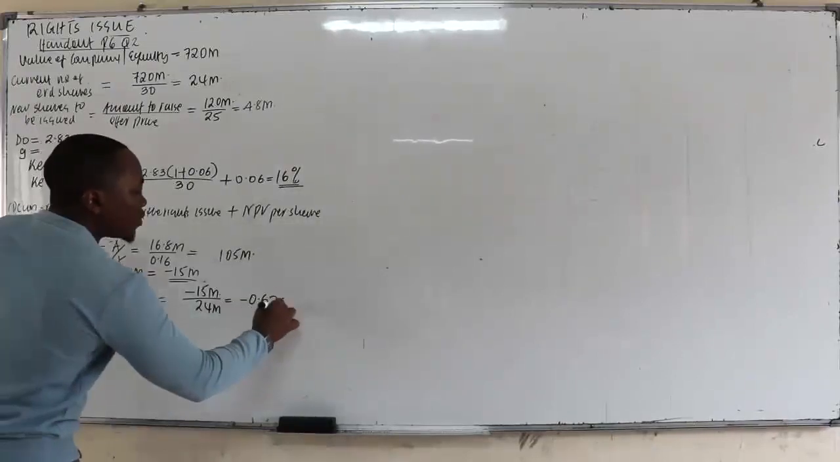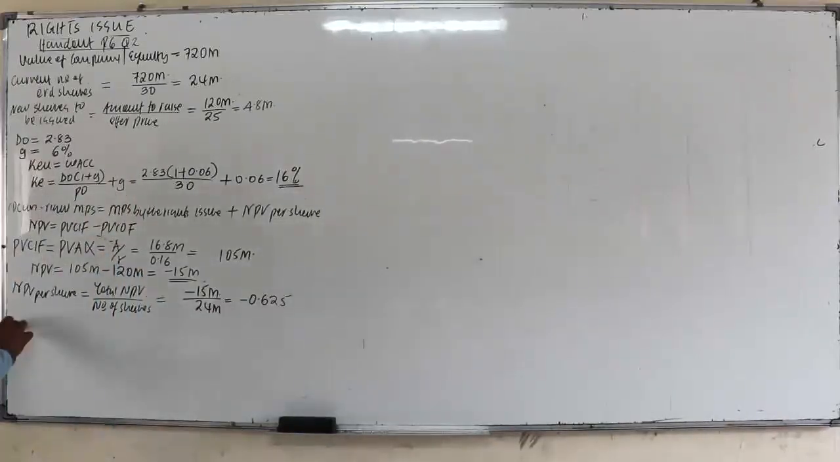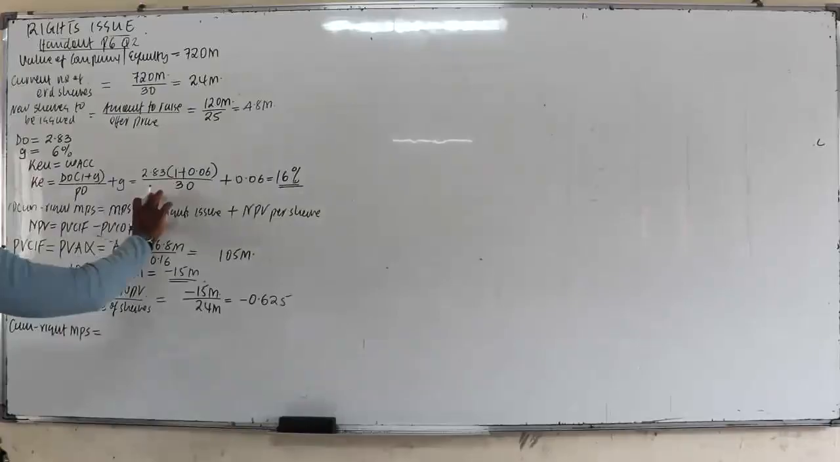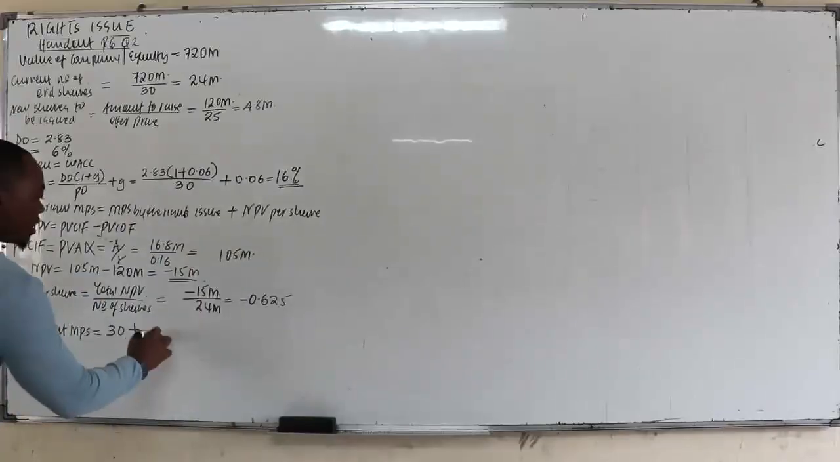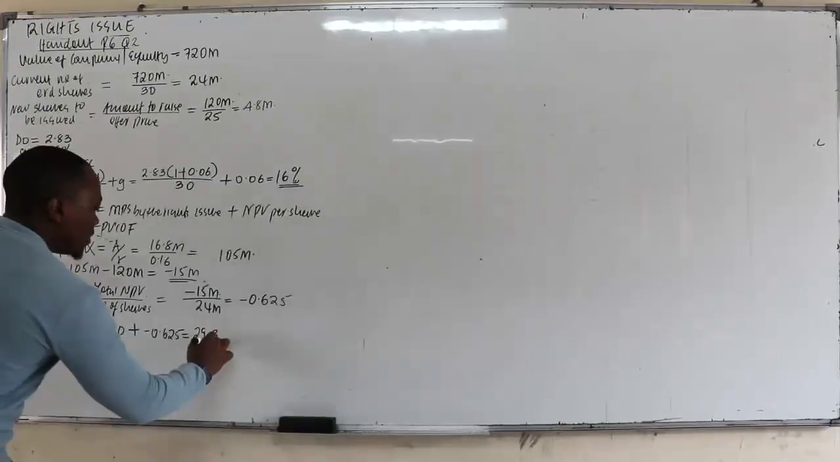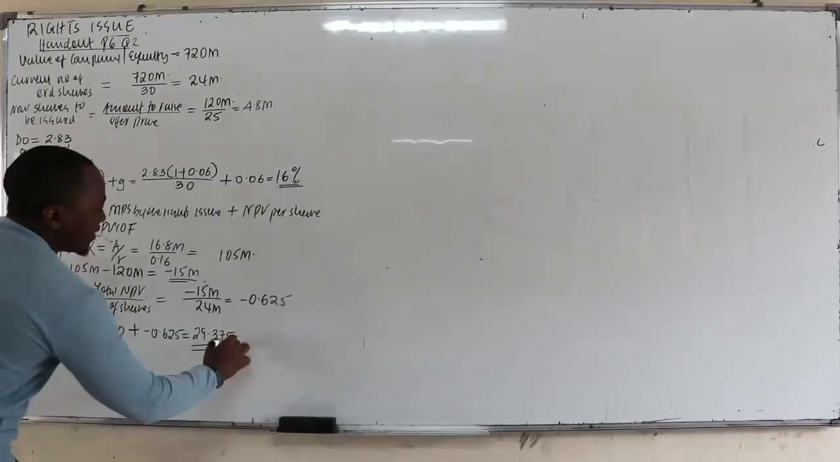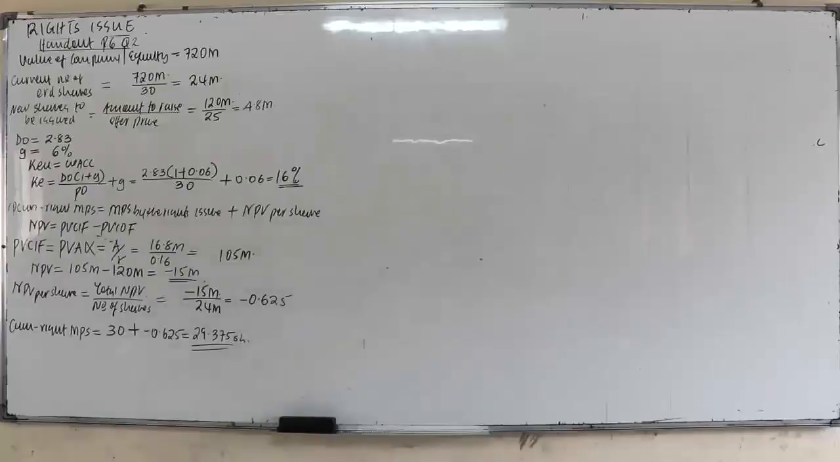Yeah, 625. Good. So therefore, to get the come right market price per share, you take the market price per share before the rights issue, which was 30 shillings, and then you add NPV per share, which is negative 0.625. You will get 29.37, yeah, 71. So that will be the market price after the rights issue announcement, but before the rights issue takes place. Number two.